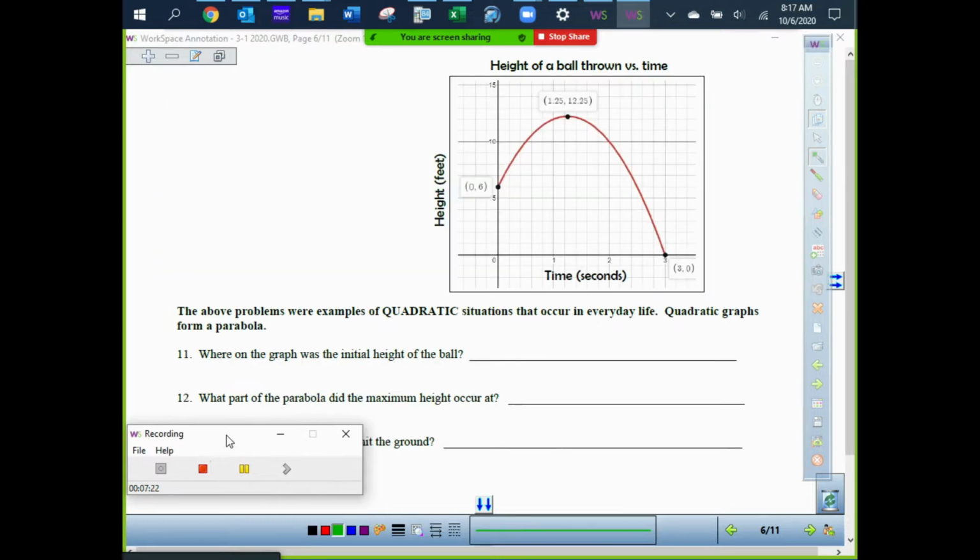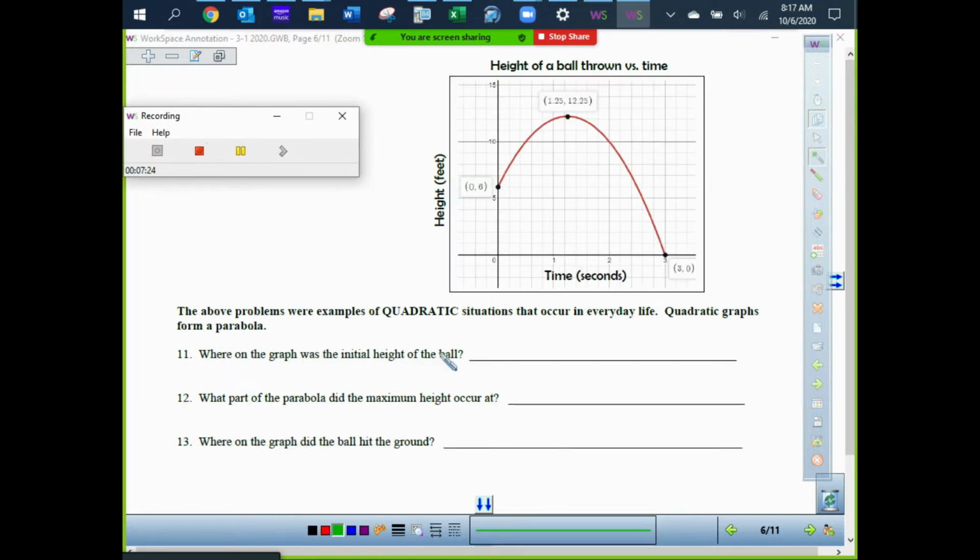Where on the graph was the initial height of the ball? Ashley, you were the next person on the wheel when I accidentally spun it. What is the name of this point? Not 0, 6, but not just 6. Because the graph starts on the y-axis, that is the y-intercept. The y-intercept.